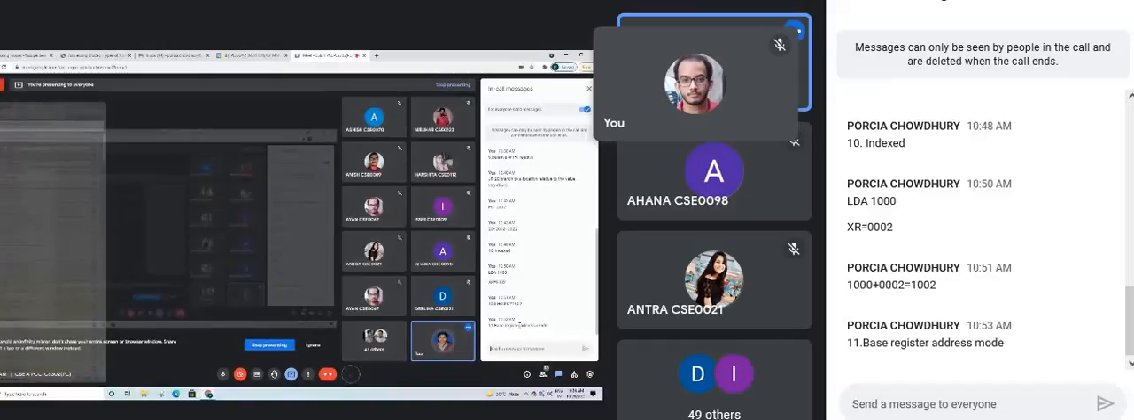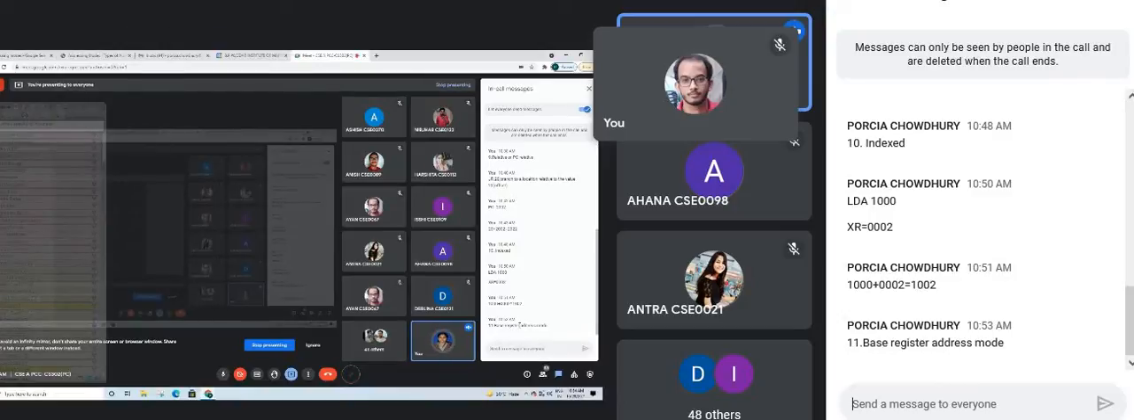Why will we use this address mode? Base register address mode is basically used when we want to relocate any program in the memory. That means, previously a memory has one memory location.